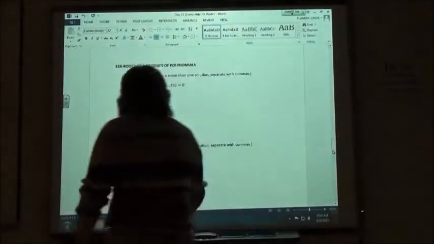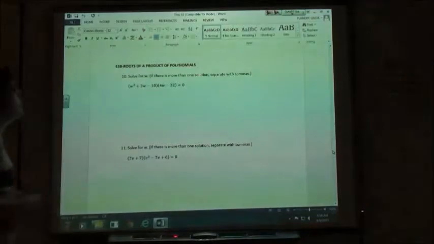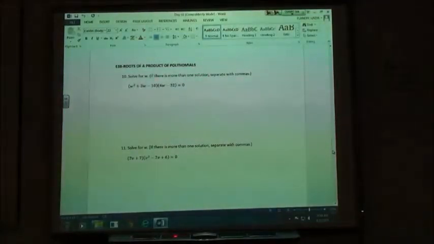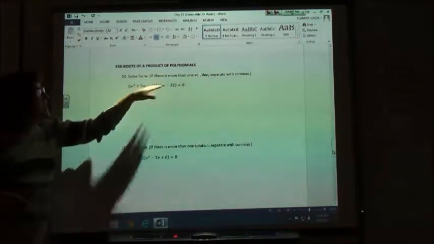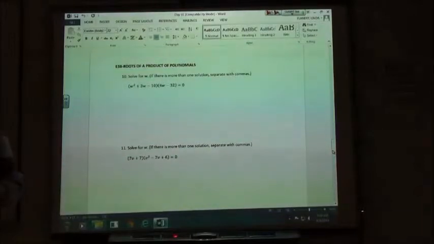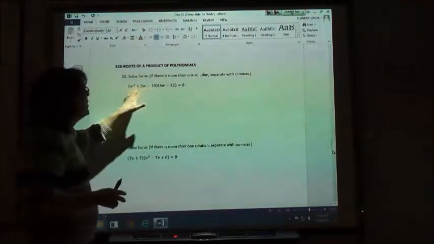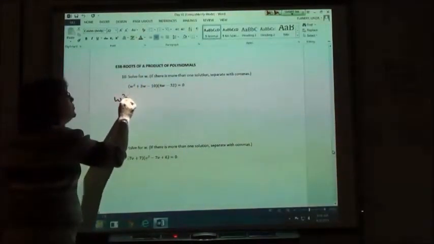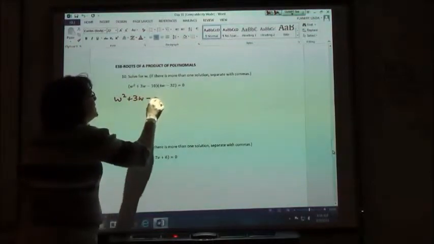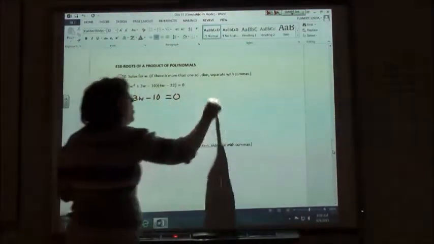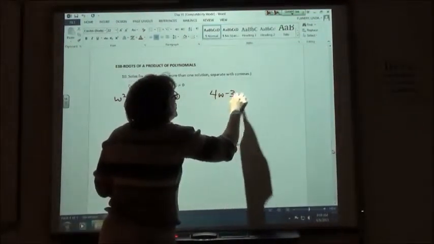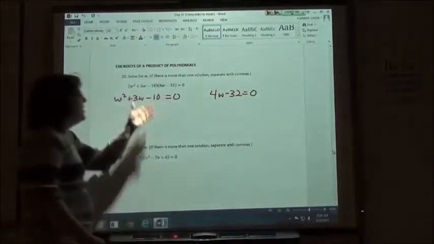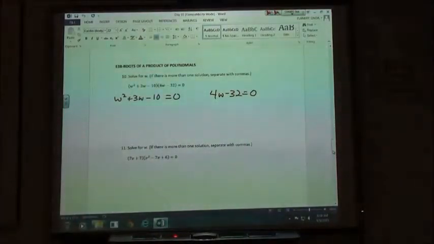Number 10, we are finding the roots of a polynomial. The roots of the polynomial just means find the answers where this equation is equal to 0. This equation again is written in factored form, so either this factor can equal 0 or this factor can equal 0. So w squared plus 3w minus 10 could equal 0, or 4w minus 32 could equal 0. Then we're going to just solve each of these problems as appropriate.